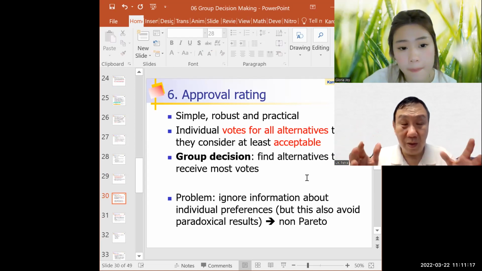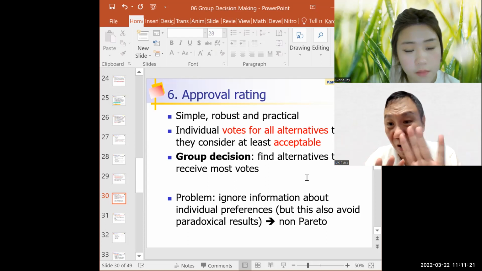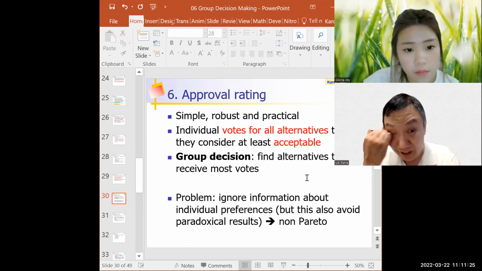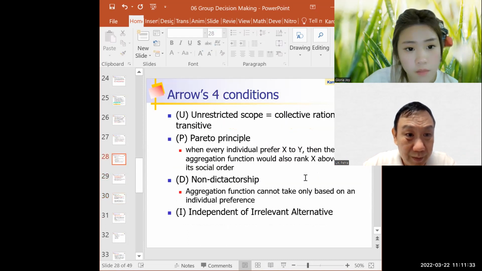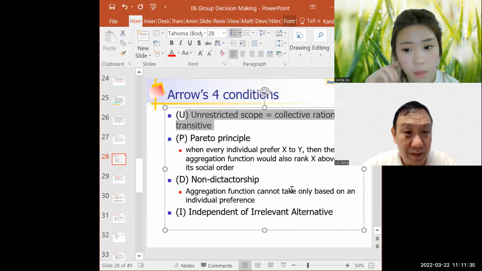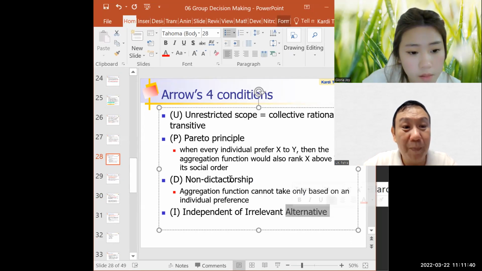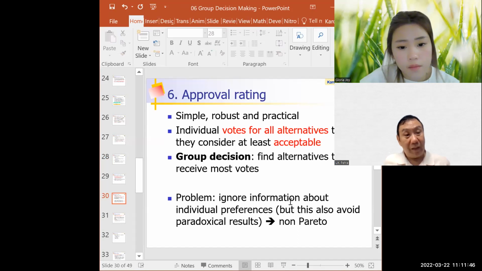So the Arrow conditions and the theorem that it is impossible to satisfy all of them are the foundation, the framework. Now, this is another technique which is non-Pareto. It is an example that satisfies unrestricted domain, non-dictatorship and independence of irrelevant alternatives, but is non-Pareto. So this is number 4. This is simple, robust, and practical.